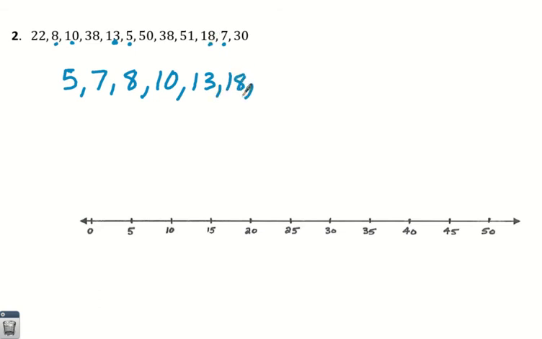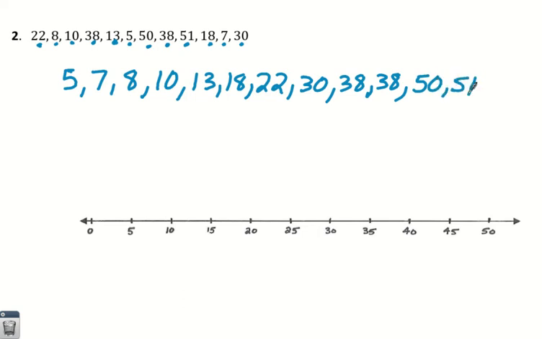And then anything in the 20s? Looks like there's 22. And then 30. So then next we have 30. And then a couple of 38s, it looks like. A couple of 38s. And then a 50 and a 51. So you've got to put them in order to find the correct median.